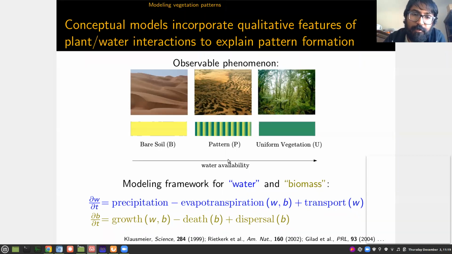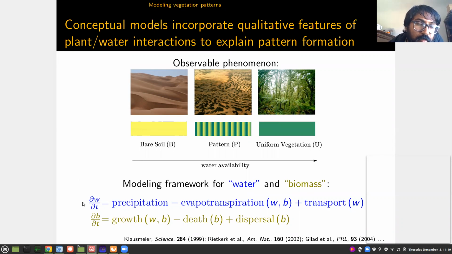And so as I've emphasized, water and water availability is really important for these patterns. And so the modeling framework tries to capture that by modeling interactions between water and biomass. And these are in quotes because this is, again, a very conceptual idea of water and biomass.